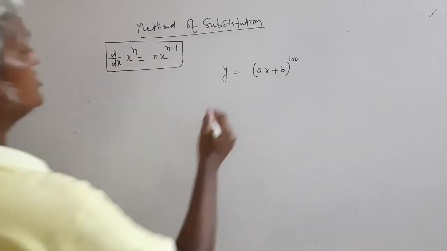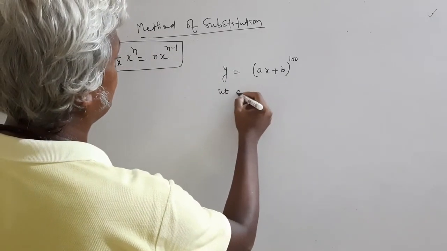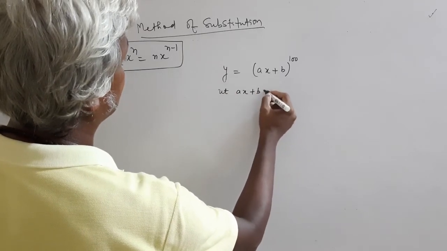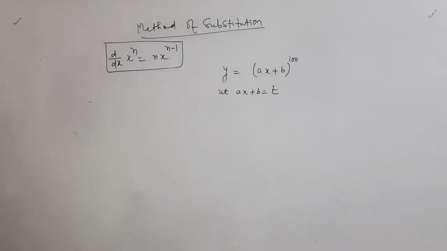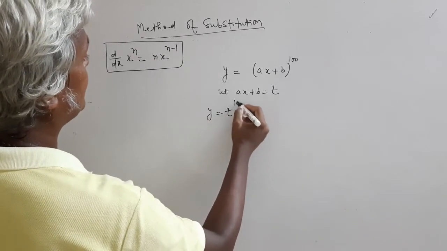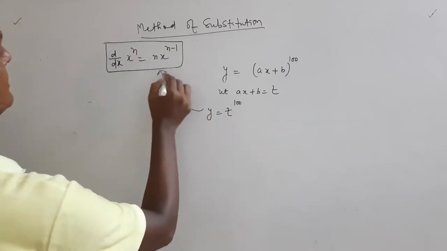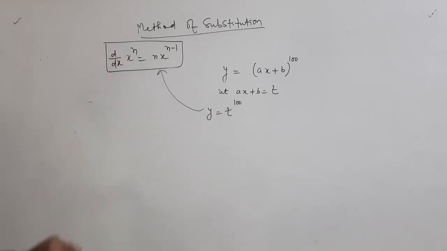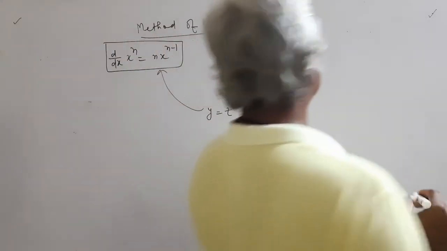Now how? So I say let ax plus b be t, another variable. So this one becomes y is t to the power 100. This is resembling very much like this. Then you differentiate, but now you have to pay attention to this.